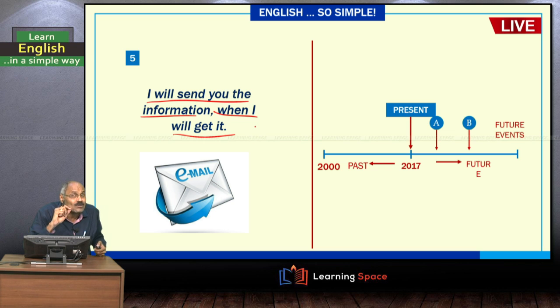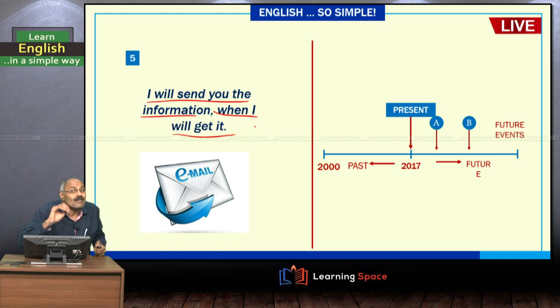I will send you the information when I get it. Here, two future actions: we have not deliberated this. In fact, we will see next week. But remember, when two future actions are there, as in "I will send you the information when I get it," one will take simple future and one will take simple present.